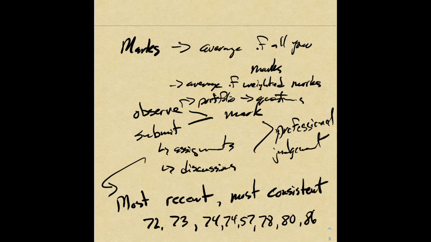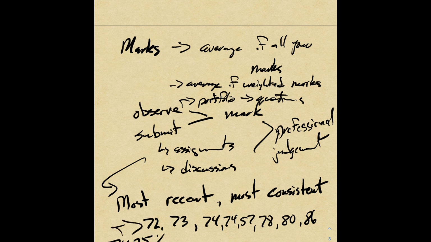Okay. All right. So if you add these together, which I'm going to do right now, so 72 plus 73 plus 74 plus 74 plus 57 plus 78 plus 80 plus 86. And then you divide it by 8. You have a mark of 74.25%. Okay, so that's your average out of those marks.